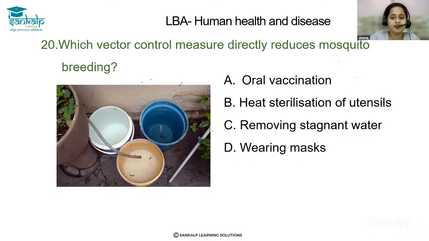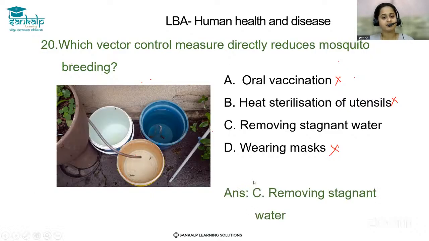Here, oral vaccination is not related to this. Heat sterilization of utensils is not at all related to this, and wearing a mask is also not related. Removing stagnant water is the control measure that reduces mosquito breeding. So the correct answer is option C, removing stagnant water.